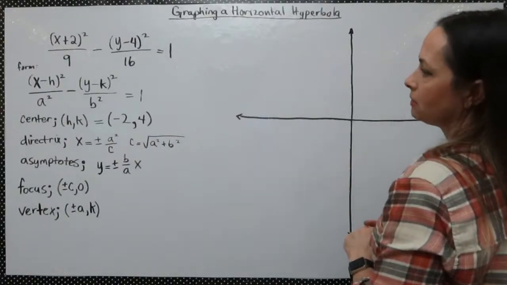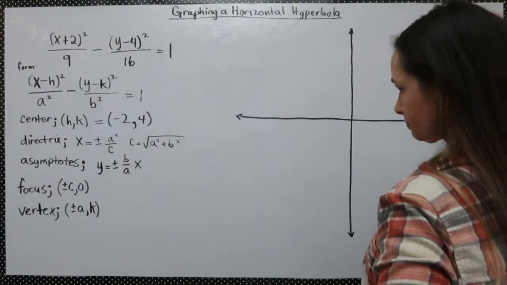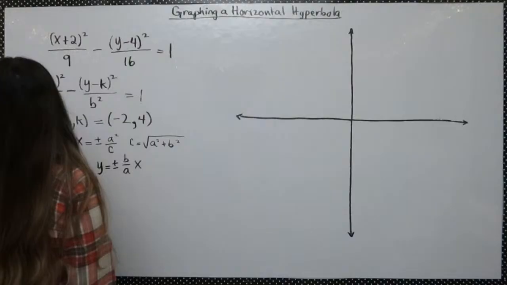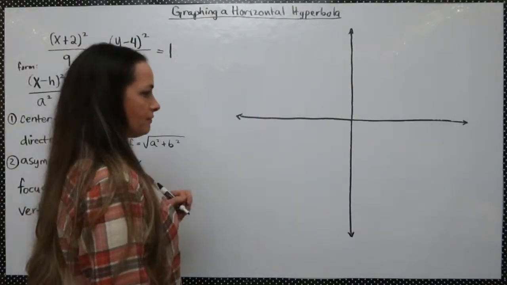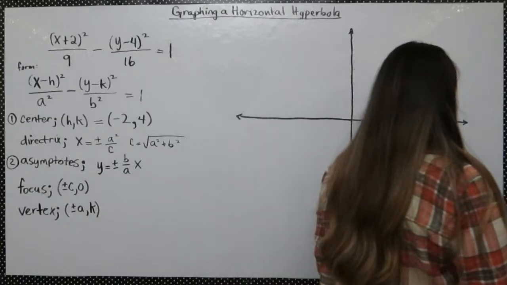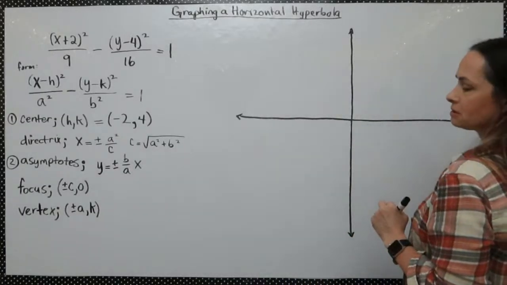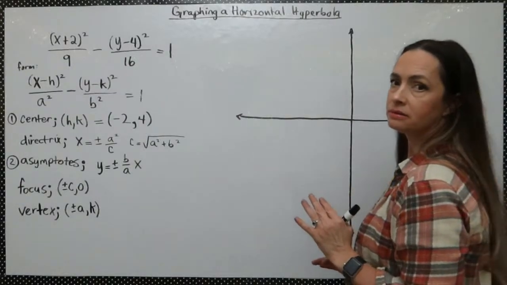Let's see here. What do I want to start with? I want to start with the center. So what we'll do is we'll say 1 and then 2. I want to first calculate the center, or locate the center, and then calculate the asymptotes and go ahead and sketch them in here as a dotted line. Okay.